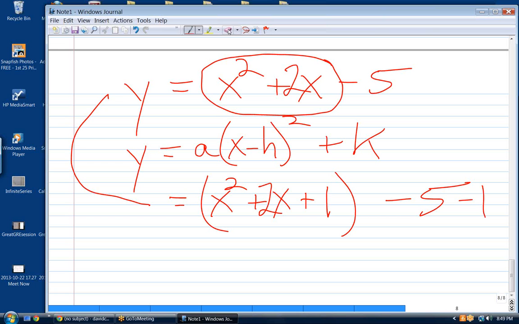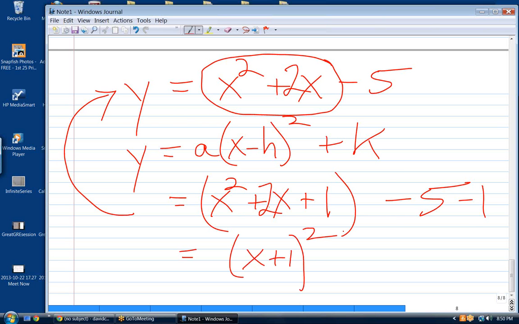So I still haven't changed it. This equation that I've got down here is still the same as that. I didn't do anything. I just added 1 and subtracted 1 on the same side. The beauty is that now, when you complete the square, I can write this as x plus 1 quantity squared. Combine those two numbers, minus 6. There you have vertex format.